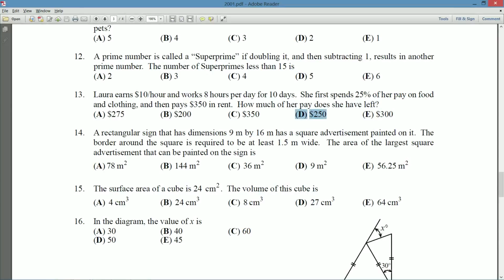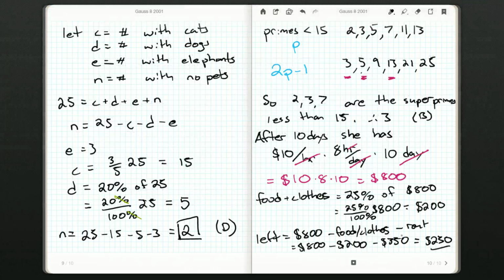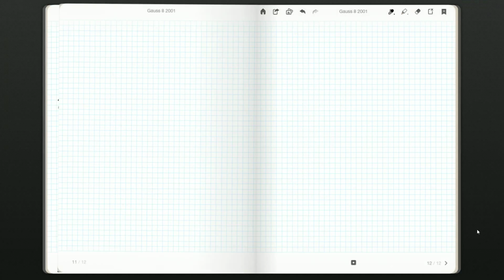As I say, the CEMC website does have their solutions, and they do give the answers that are correct. So D, that's going to be our answer to question number 13. And what a fine answer it is. And we're going to move right along to question number 14, but we'll deal with that in the next video.